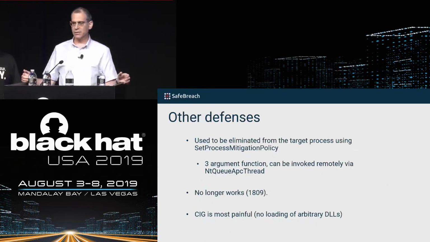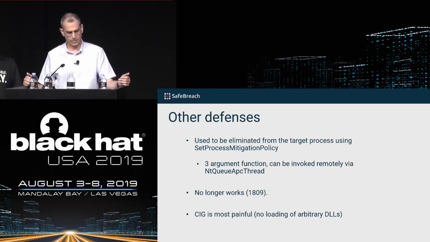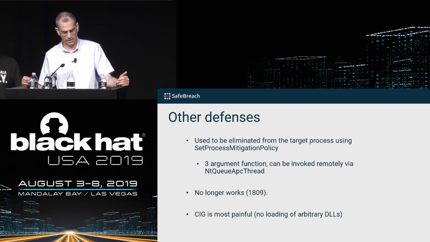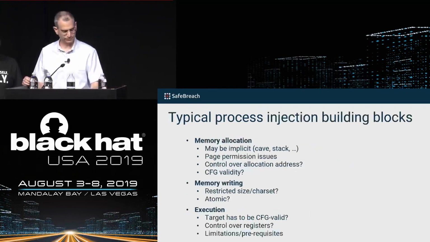Regarding other defenses, including CIG, they could be turned off by invoking SetProcessMitigationPolicy locally, which takes 3 arguments and therefore could be used with NtQueueApcThread to execute in the target process. However, this, as of 1809, does not work. Among those protection mechanisms, CIG is the most painful for process injection because it prevents loading of arbitrary DLLs.